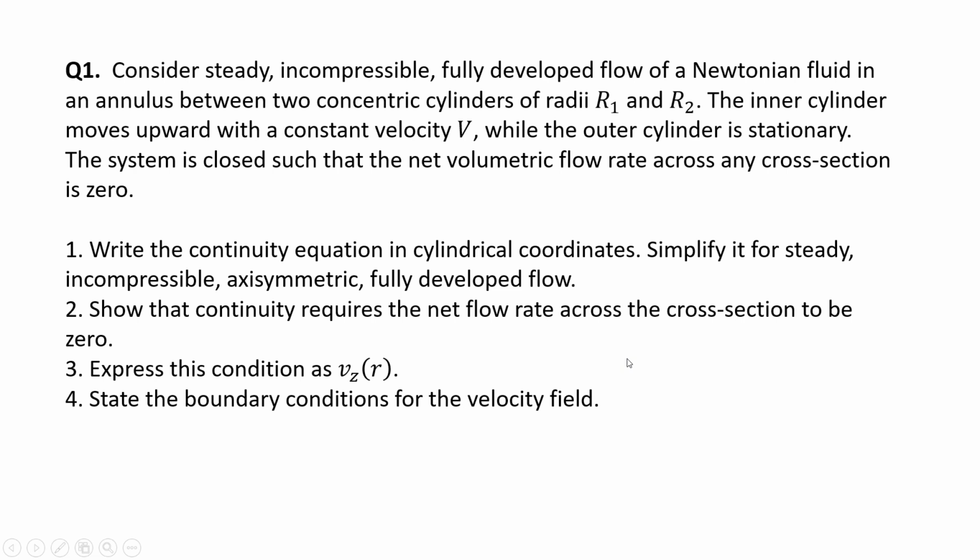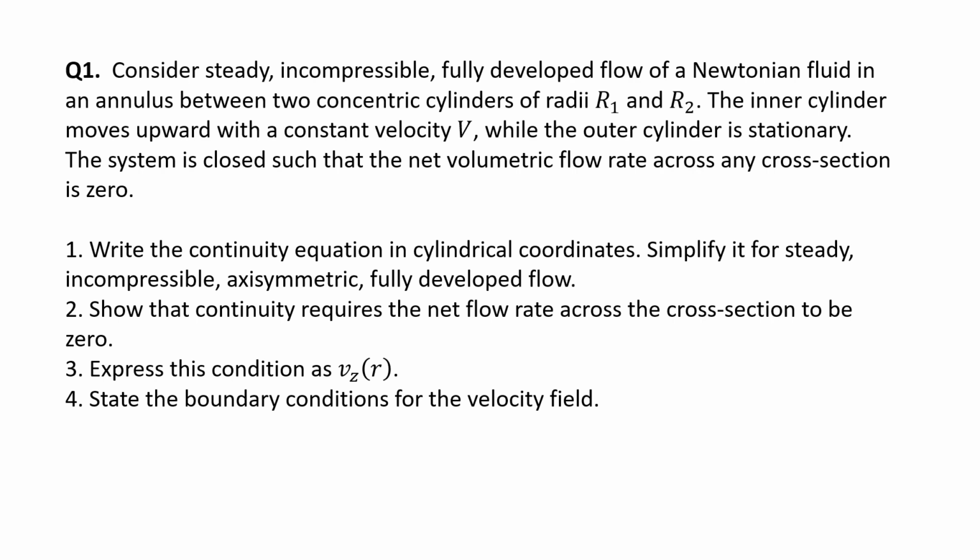The first question is: consider steady state incompressible flow, fully developed flow of Newtonian fluid in an annulus between two concentric cylinders of radii R1 and R2. The inner cylinder moves upward with constant velocity v, while the outer cylinder is stationary. The system is closed such that net volumetric flow rate across any cross section is zero. Write the continuity equation in cylindrical coordinates.